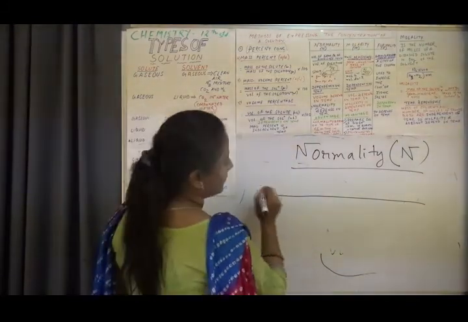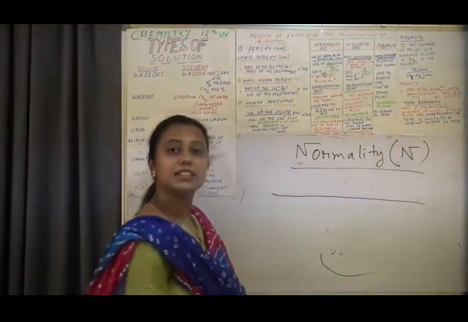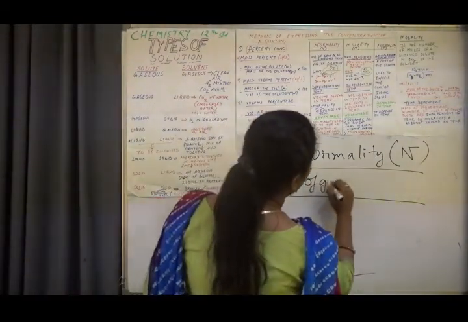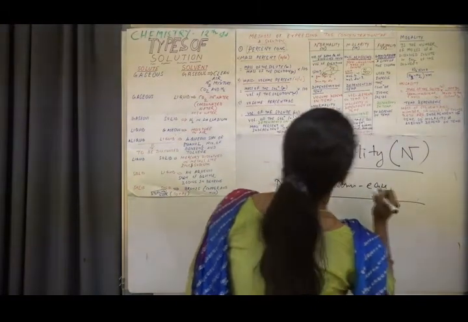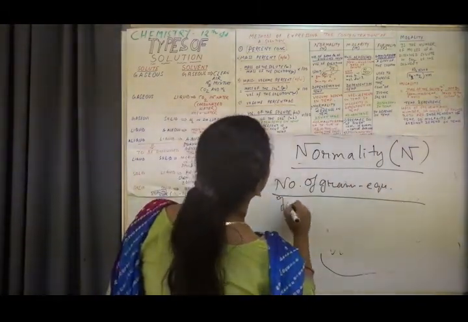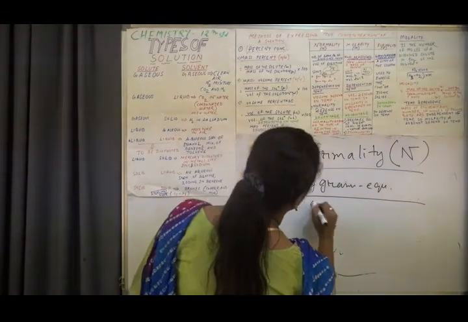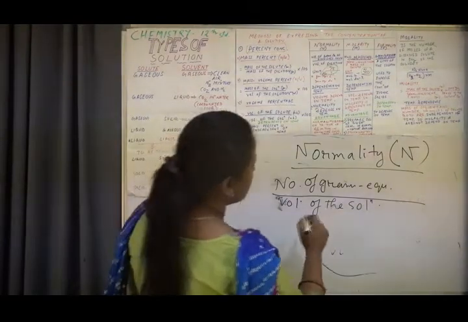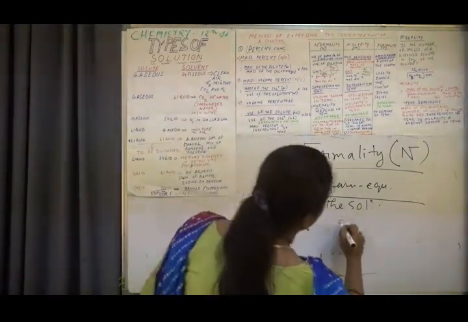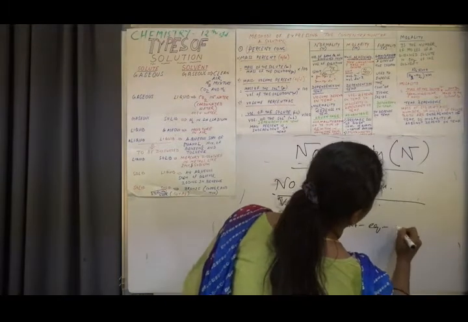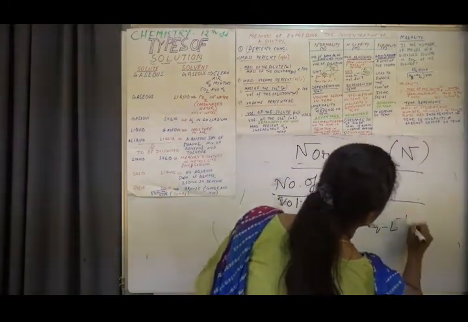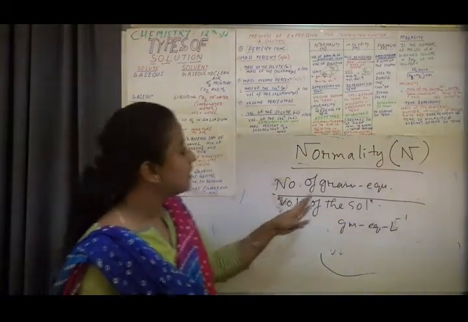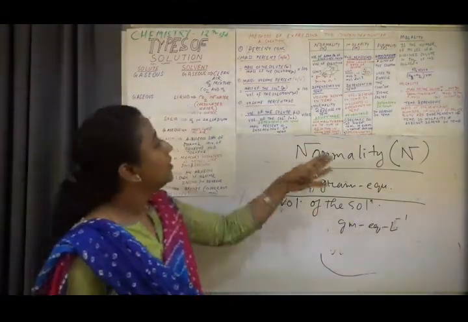Mathematically it is expressed as the number of gram equivalents divided by the volume of the solution. So the unit is gram equivalent per liter. The number of gram equivalents divided by the volume of the solution is going to be our normality.